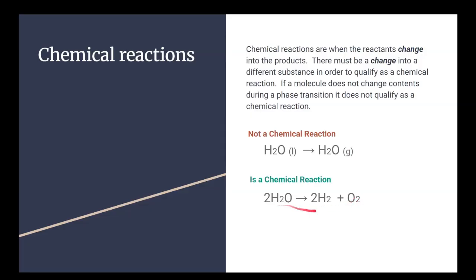So the atoms will always be the same amount on both sides. So here we have 4 hydrogen, and here we have 4 hydrogen, and here we have 2 oxygen, and here we have 2 oxygen. That will always be the same, but the amount of molecules and the contents of the molecules will change.